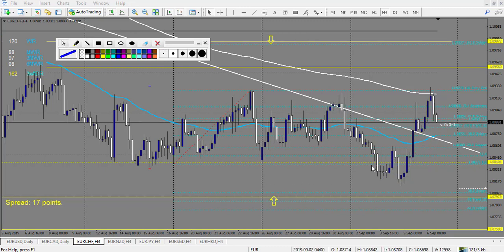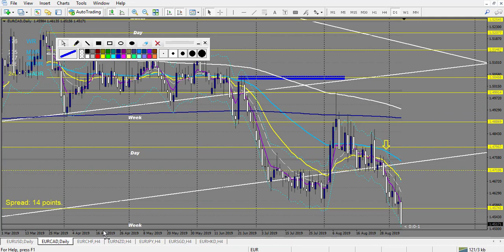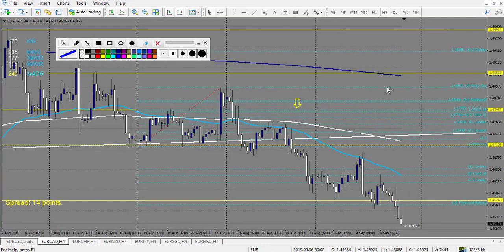Now let's look at Euro CAD, only trade of the week for Euro CHF. Euro CAD 4-hour chart. So what do we have? We have this specific pin bar going up, and the problem is it reversed like 2 pips only before the level, so for me it's not very good. But it's a no trade anyway.